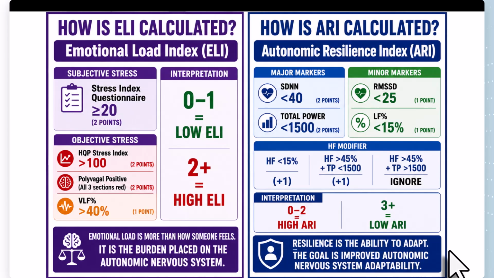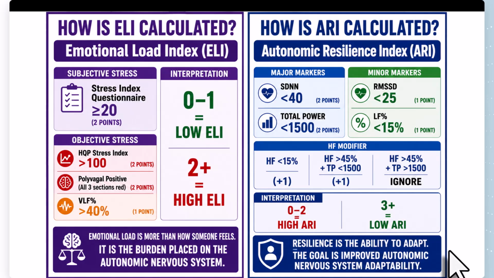Here are the major markers. SDNN: if it's less than 40, because we want as high an SDNN as possible, it's 2 points. RMSSD, if it's less than 25, it gets 1 point. Total power, if it's less than 1500, it gets 2 points. LF, if it's less than 15%, gets 1 point. You add them up, right? And now you know if the ARI is high or low. All right, so you can know what quadrant you're dealing with here.